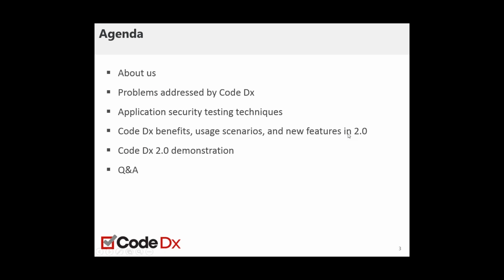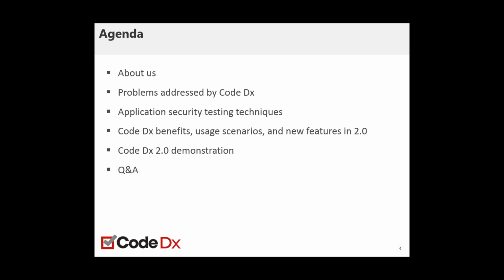Thanks very much, Frank. Let's get started here with a quick review of the agenda for the remainder of the webinar. What we're going to be talking about today is a little bit about us, about Kodiaks Inc., followed by some of the problems that Kodiaks is able to address. Following that, Ken is going to be discussing application security testing techniques such as manual code reviews, static application security testing, and dynamic application security testing.